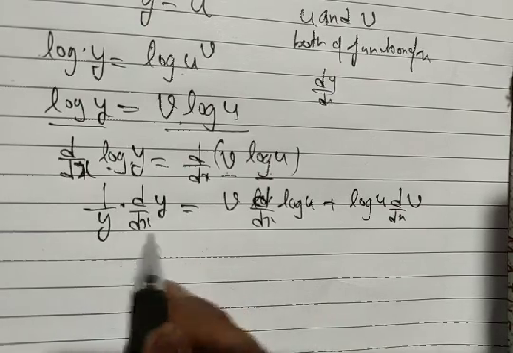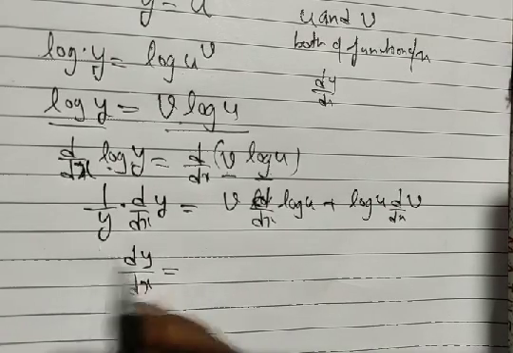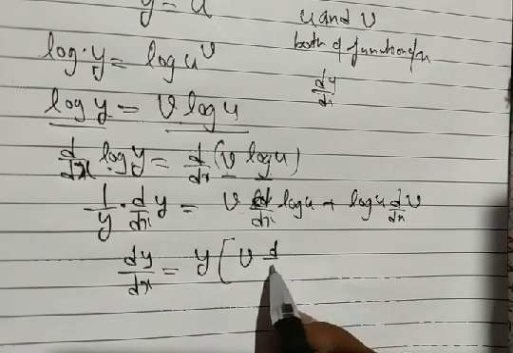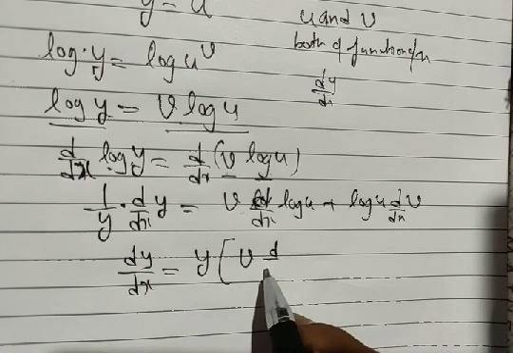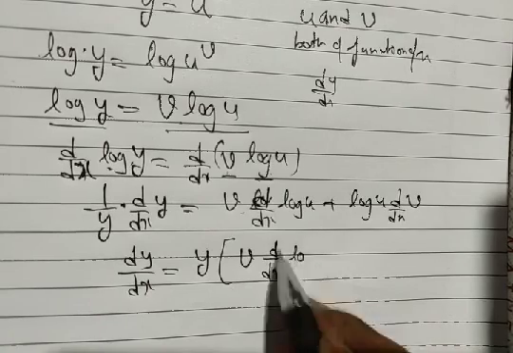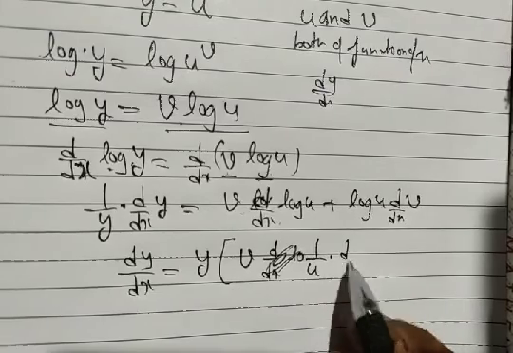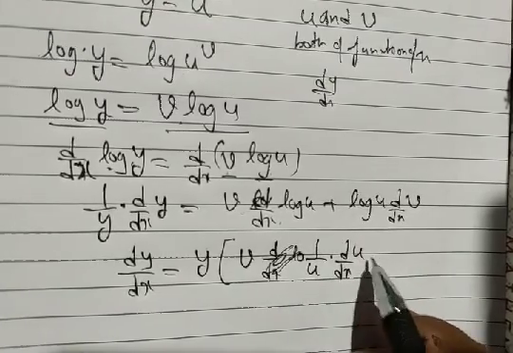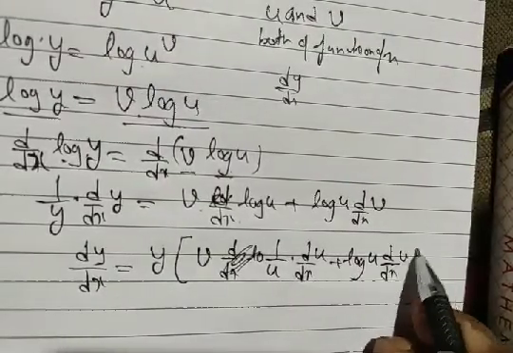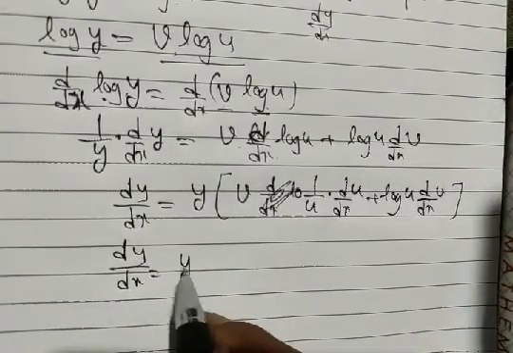Then how do we get our dy/dx? We multiply this by y. So dy/dx is y into v d/dx of log u plus log u d/dx of v. We can solve it: d/dx of log u is given by 1/u into d/dx of u. Then our dy/dx is given by y. What is our y?